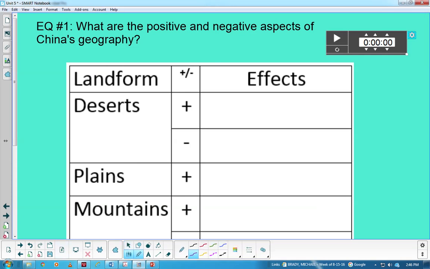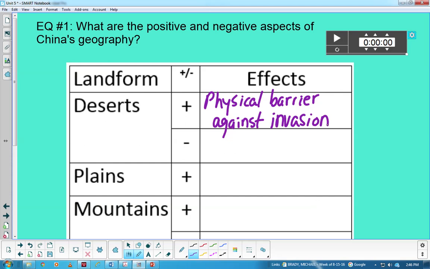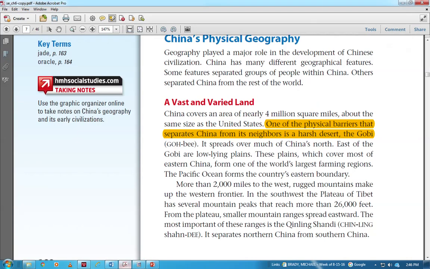Because they make a physical barrier against, and I know it said neighbors, but back then neighbors were usually your enemies, so we're going to put against invasion. So the deserts protected the Chinese from being invaded by their neighbors. All right, let's go back to the book and keep reading.